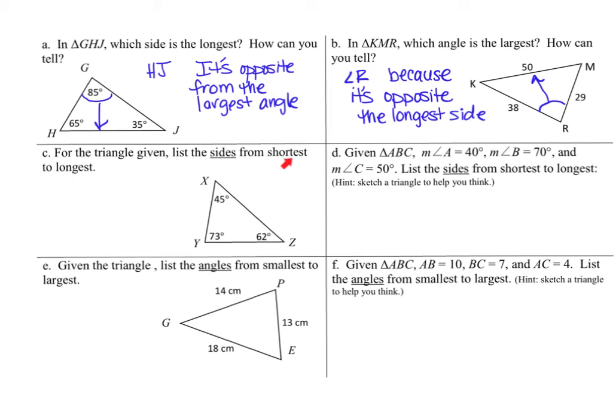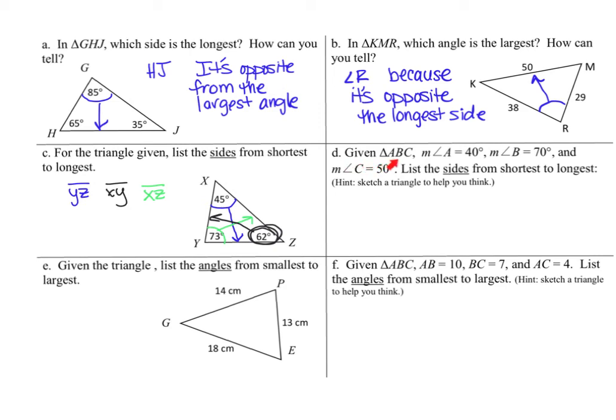So to find the shortest side, we need to find the smallest angle, which is 45. If 45 is my smallest angle, the side opposite of that would be the shortest side. Then 73 is my largest angle. The side opposite of that would be my longest side. So the longest side is XZ. That means that the side that's opposite 62, which is going to be in the middle, is going to be XY.